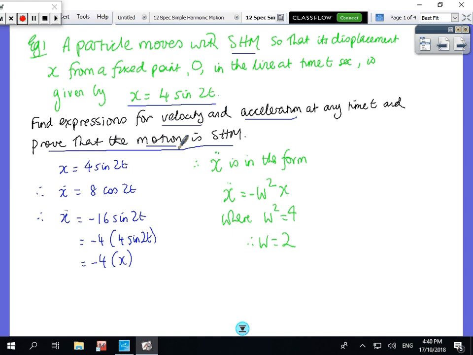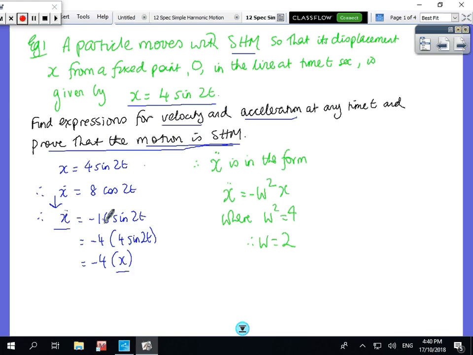This thing about proving will come up a few times. The first thing is we write down x, and then x dot is the velocity, so I just differentiate 4 sine 2t to make it 8 cos 2t. Then acceleration is just the derivative of the velocity, so cos turns into minus sine, 2 times 8 is 16. Then I've got to prove that it's simple harmonic motion, so I've got to prove that the acceleration is proportional to the displacement.